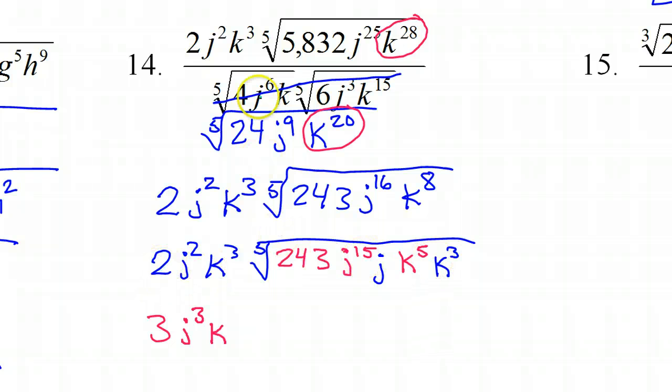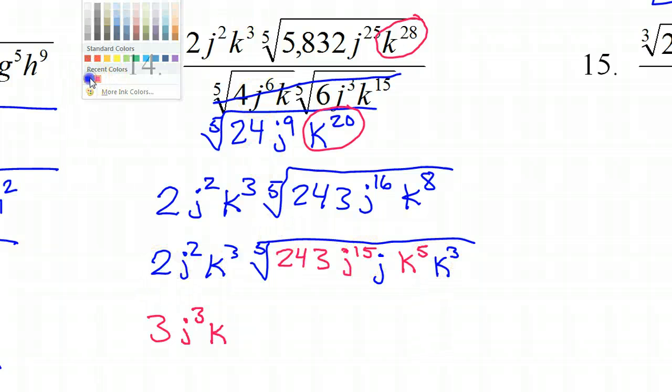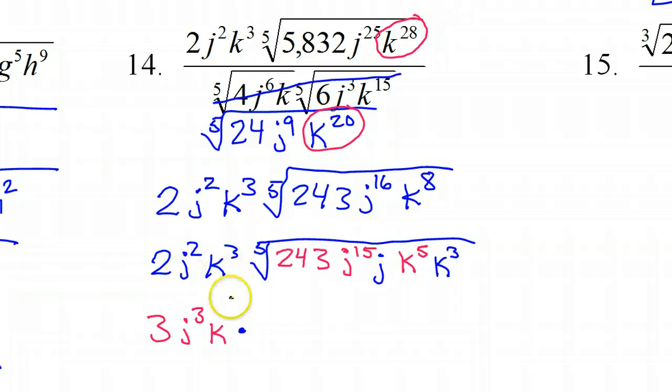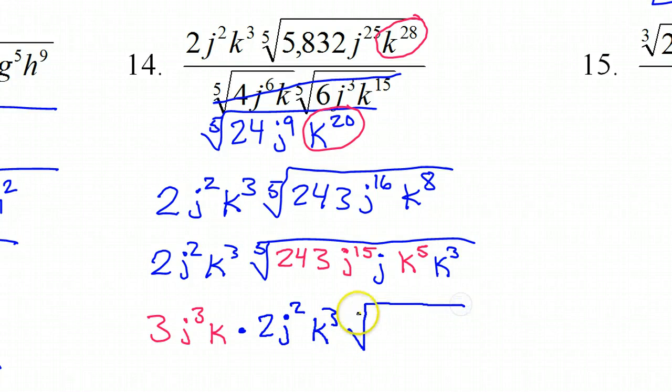Now I'm just going to write down everything in blue. So this will be times 2j squared k to the third power, and the fifth root of j k to the third power. Everything in blue just stays here.